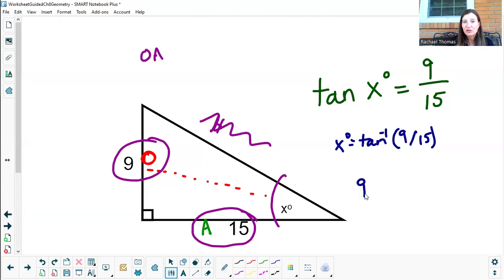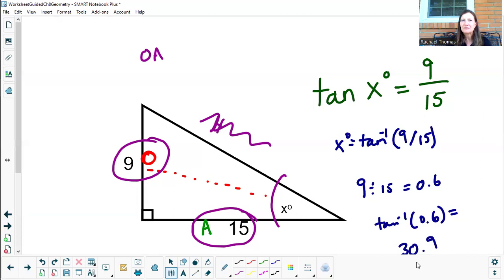In fact, what you could do is do 9 divided by 15 first and get a decimal for that. In fact, I'll do that for you right now. 0.6. And then type in inverse tangent 0.6, and your calculator will give you a number that looks like it should be an angle. In this case, I got 30.9. That means that this angle here, angle X, is 30.9 degrees.